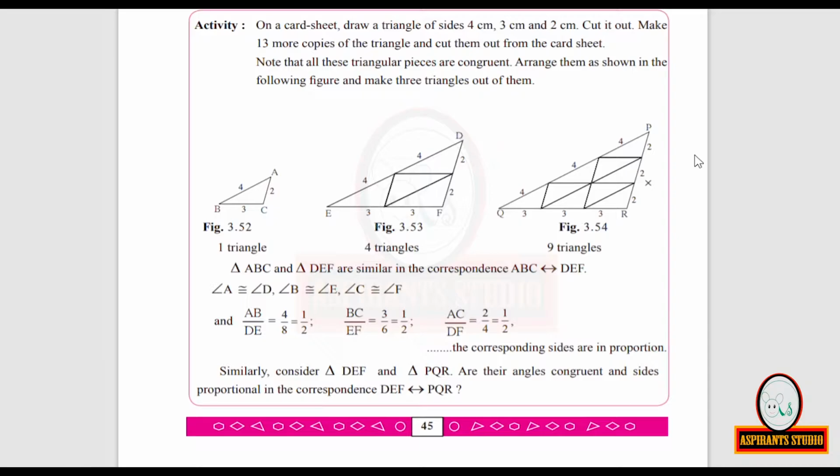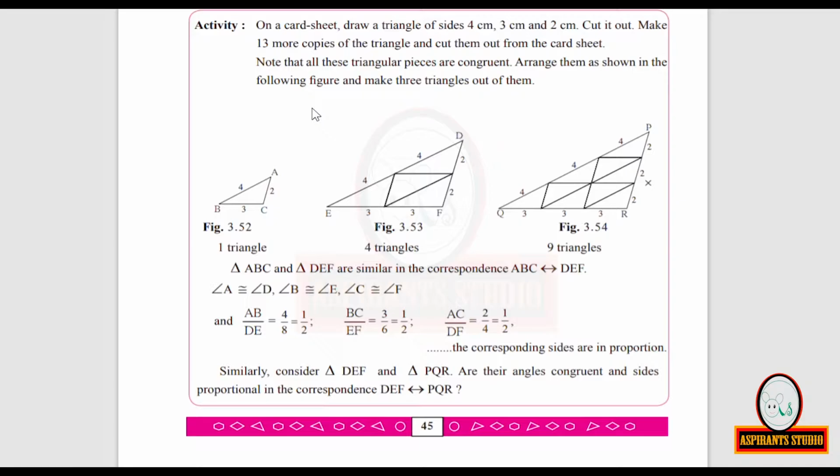Now we shall learn properties of similar triangles through an activity. Now coming to the activity. On a card sheet, draw a triangle of sides 4 centimeters, 3 centimeters and 2 centimeters. Cut it out. Make 13 more copies of the triangle and cut them out from the card sheet.